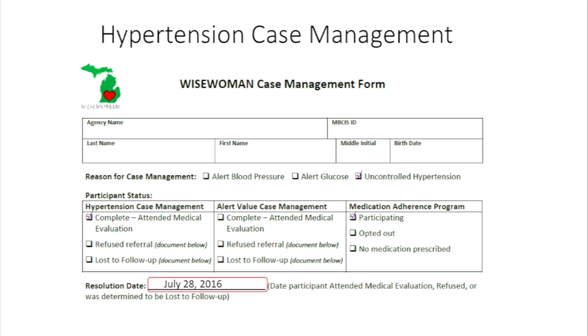We've gotten a lot of these forms where the letter is sent on July 14th and then the resolution date is July 14th. That doesn't work. The resolution date has to be 2 weeks after you sent the letter.